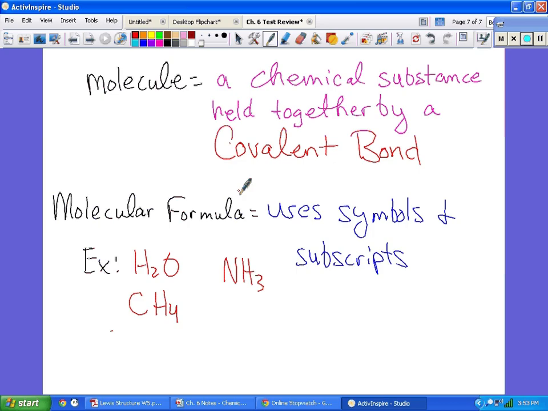Hydrogen's the exception. It's a non-metal. It looked like a Ti on your thing. My bad. All right, so hydrogen is a non-metal. Oxygen's a non-metal. It's a covalent bond. So that's a molecular formula. Same thing with NH3. Same thing with CH4. What about CO2? Are both of those non-metals? Yes, both of them are non-metals. So that is another example. Without hydrogen, that would be a molecular formula. Okay? All right, next bullet.